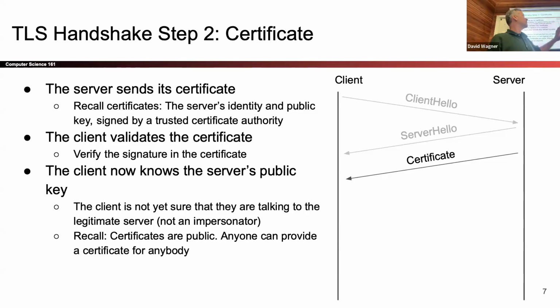Okay. Now, this doesn't yet prove that the client is talking to the legitimate server, because certificates are public. An imposter could send Amazon's certificate. So we need some additional steps to make sure that the client is talking to the legitimate server, to actual Amazon, not just someone else who knows Amazon's certificate. Someone who's trying to be an imposter will not know Amazon's private key. So what happens now is going to have to involve Amazon's private key.